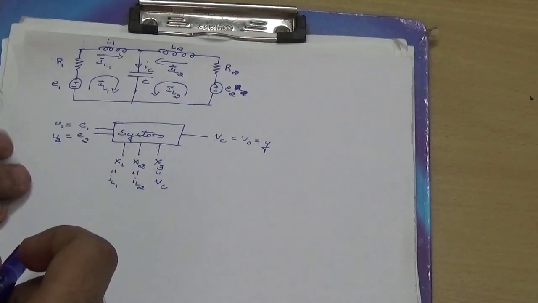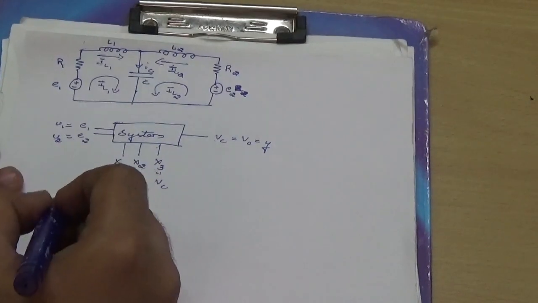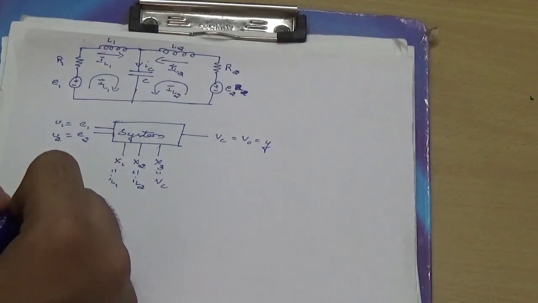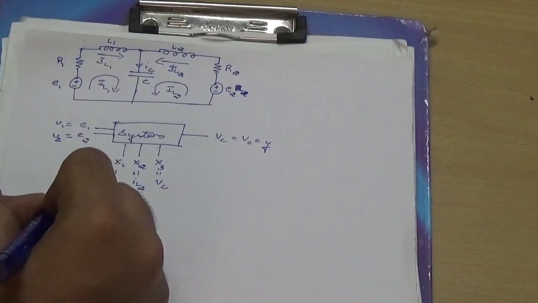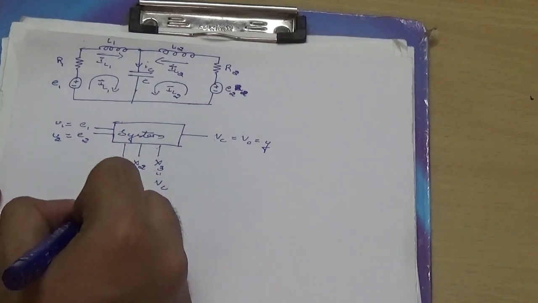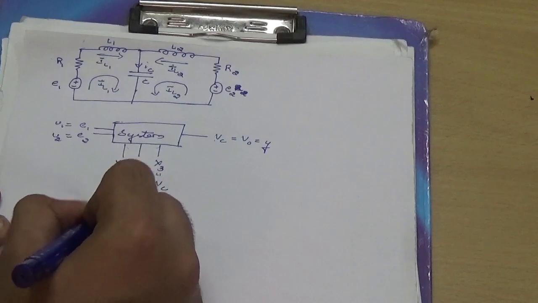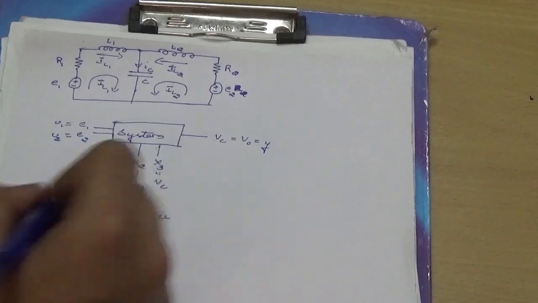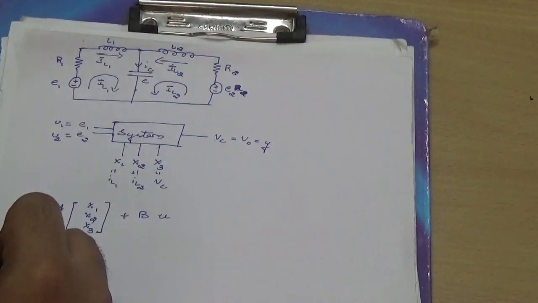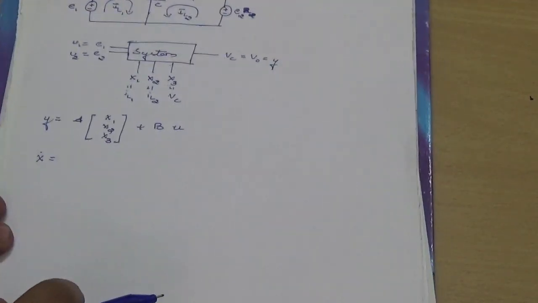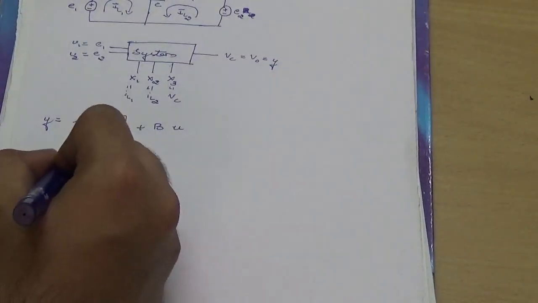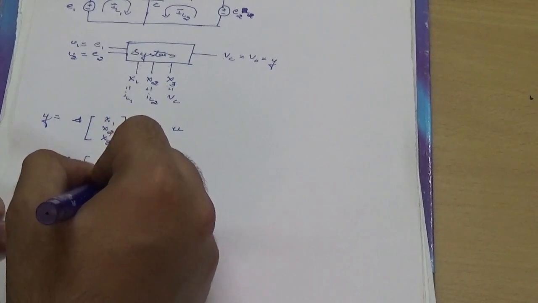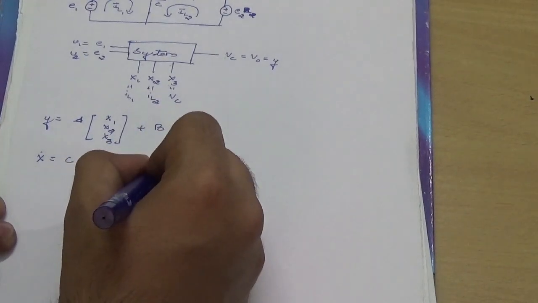Once the model is drawn, you can proceed by writing the expressions in standard format. The output equation can be written as y is equal to a into x1, x2 and x3 plus b into the input, and x dot, that is the standard format of the state model equation, can be written as c into x1, x2, x3, which are the state variables, plus d into the input.